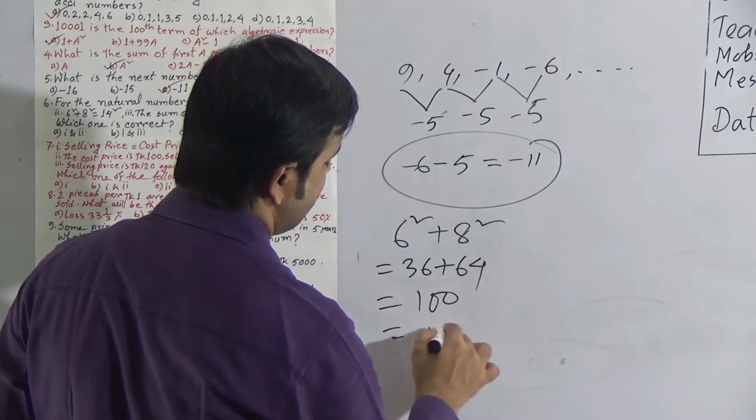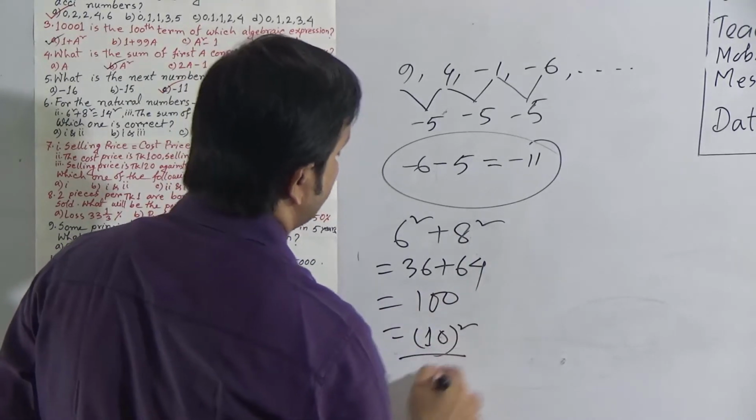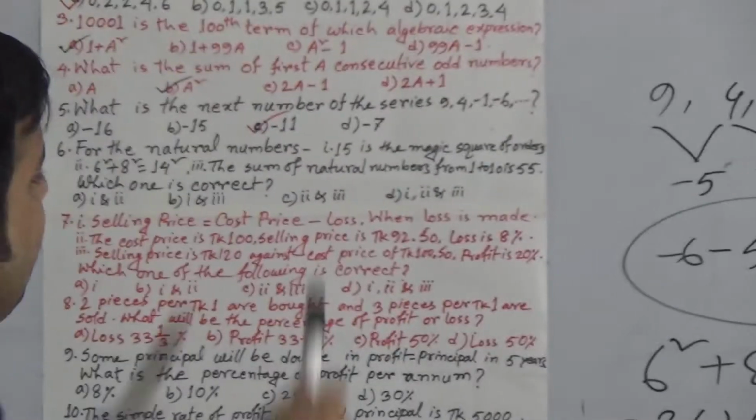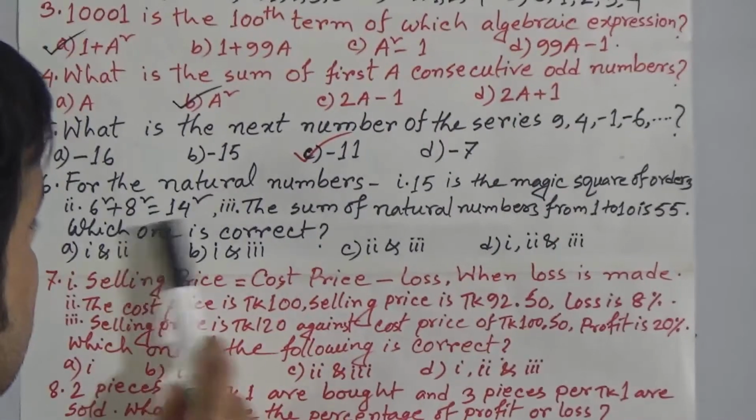You can express this as 10 square. But here is given 14 square. So this one is not true. But first one is true. Now see the third one.